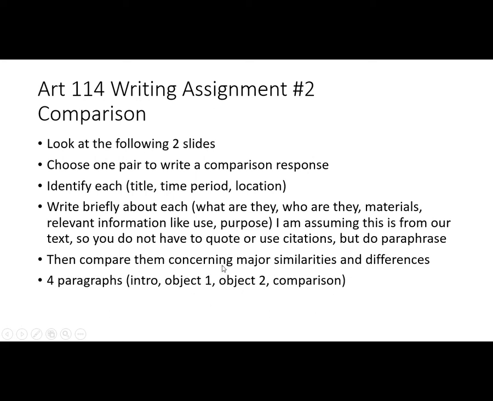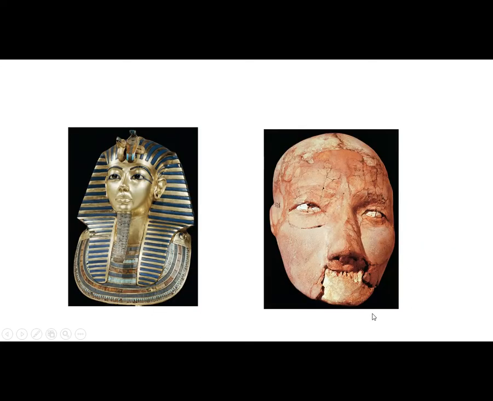Then I'd like you to compare them concerning major similarities and differences. So that's the way your paper should be organized. You have 4 paragraphs. You'll have an intro because you'll see that they have common things that you can generally talk about. Then you're going to talk about object 1 with this stuff, object 2 with this stuff. Then you're going to compare the 2 based on similarities and differences. All right.